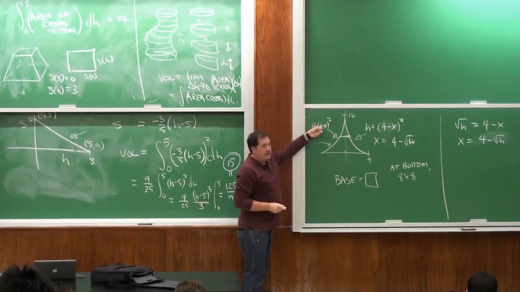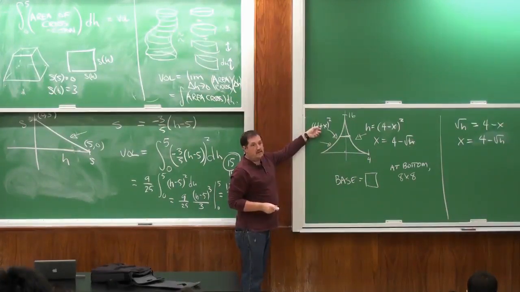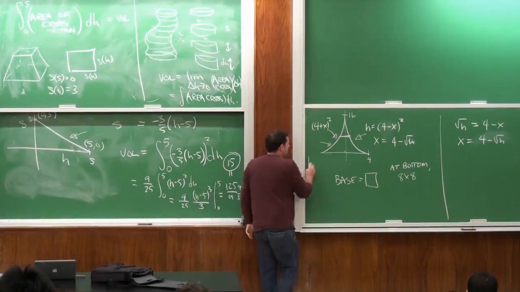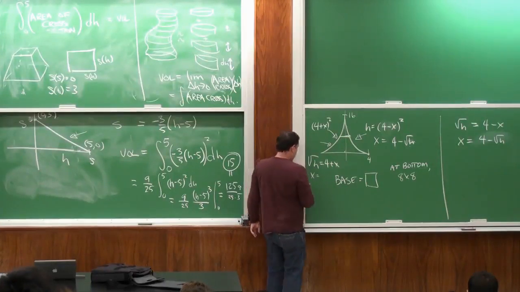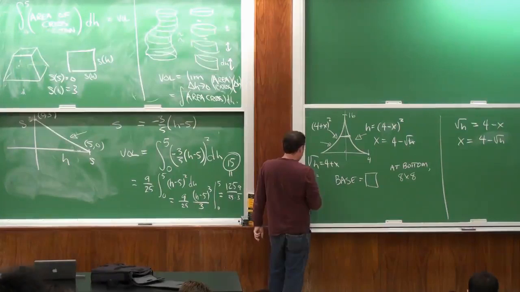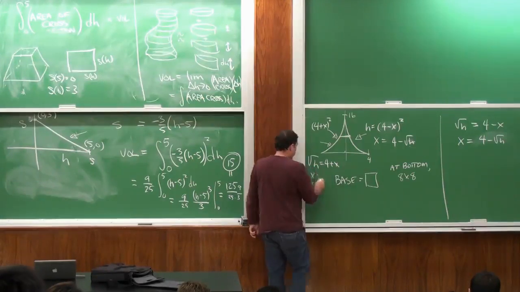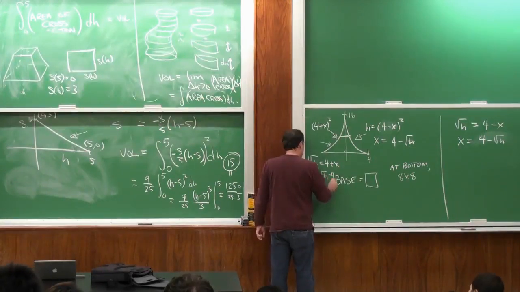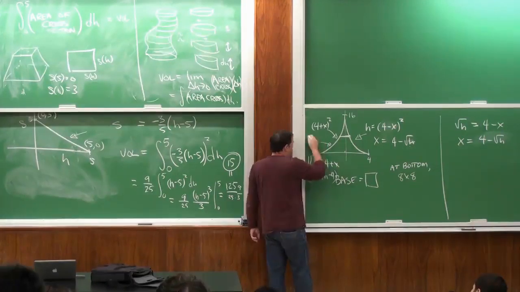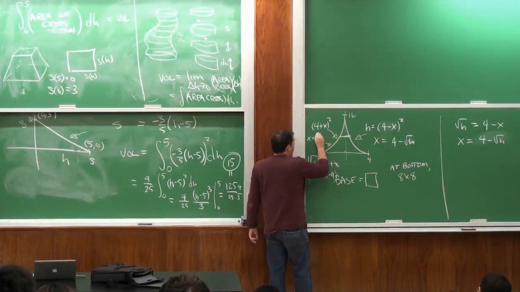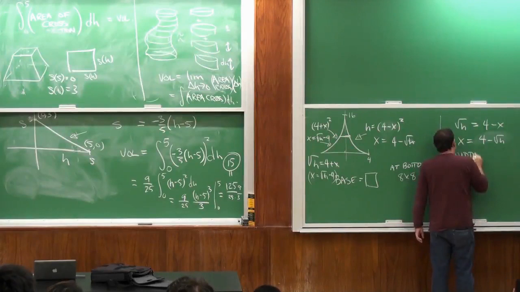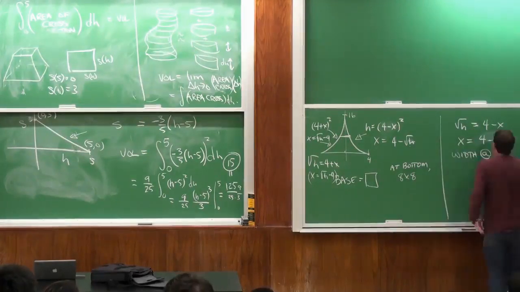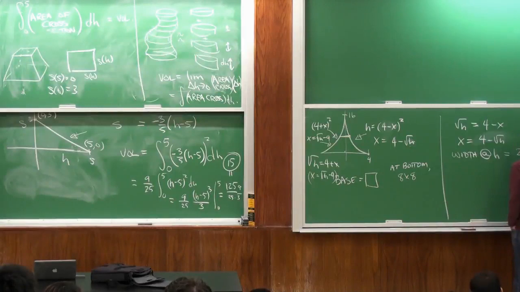I can do the same thing, and I get square root of h is 4 plus x. So x is 4 minus square root of h. Oh, negative x's. It's twice that. So this guy is x, that one negative. So the width at h is twice 4 minus square root h.